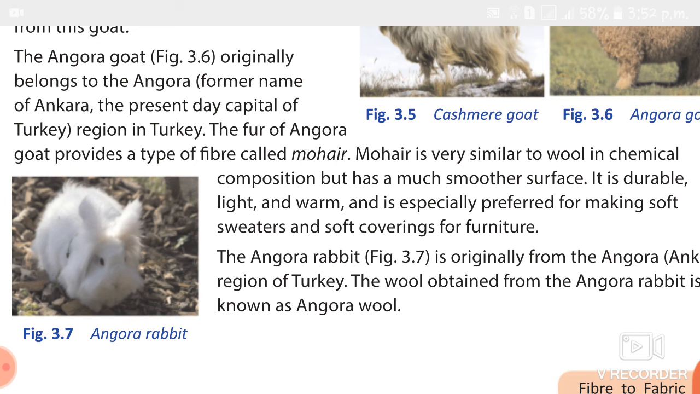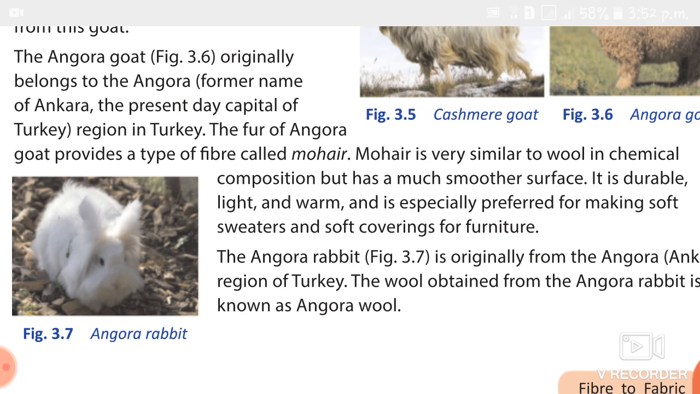The wool obtained from the Angora rabbit is known as Angora wool. The Angora rabbit provides only a small amount of wool, hence it is quite expensive. It is used to make sweaters and clothes for infants.